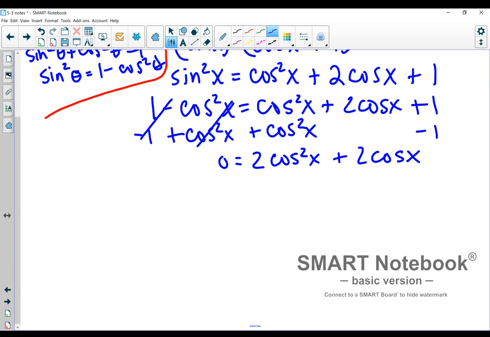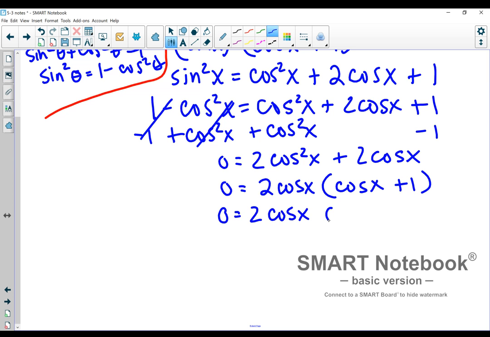So I can see that really clearly on this one. We'll factor a 2 cosine x out of both terms. So 2 cosine x times cosine x plus 1. And we will solve with zero product property. So dividing both sides by 2, it's still 0. 2 is just a constant. I don't have to worry about it. On the other equation, I have negative 1 equals cosine x.